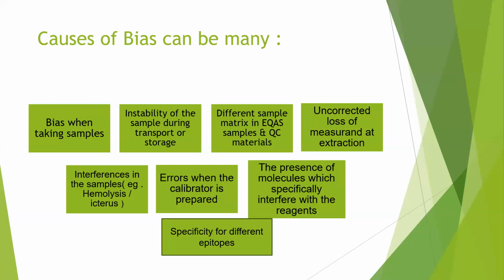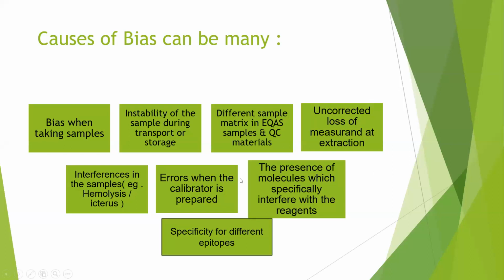There is sometimes uncorrected loss of measurement at the time of extraction. For example, in case of mass spec or HPLC, when we are preparing a sample for the procedure, at that time, it is possible that some kind of a loss is happening before the sample is actually put into the MSMS or the LCMS system. There can be error when the calibrator is prepared because of incorrect volume measurements or weighing of the calibrators in the laboratory.